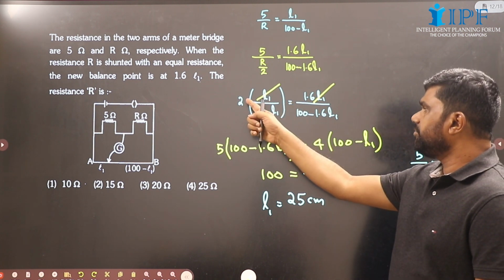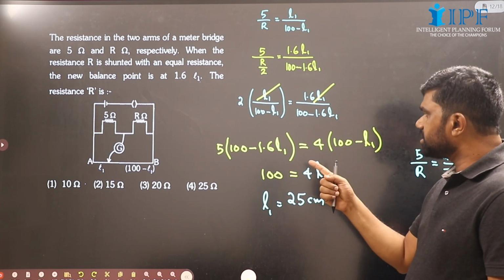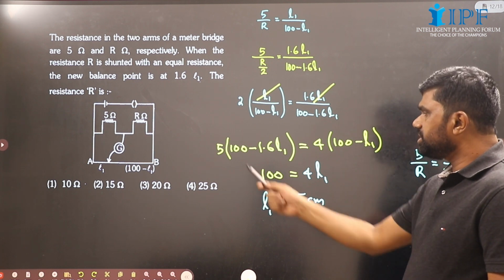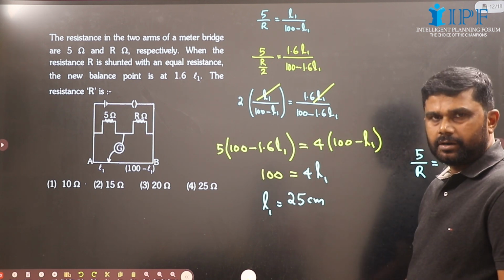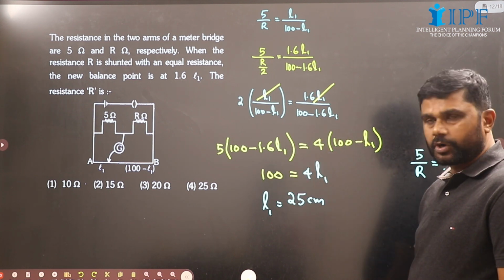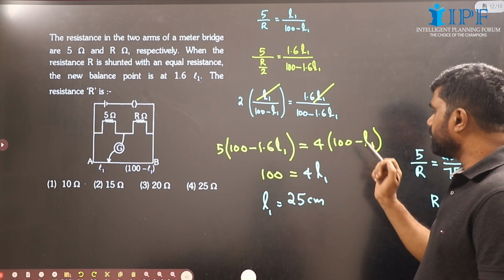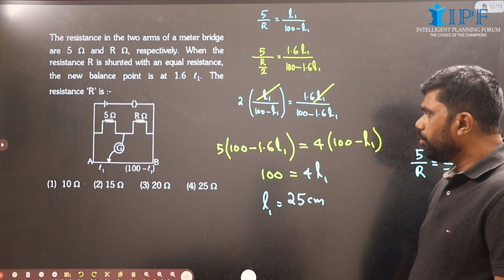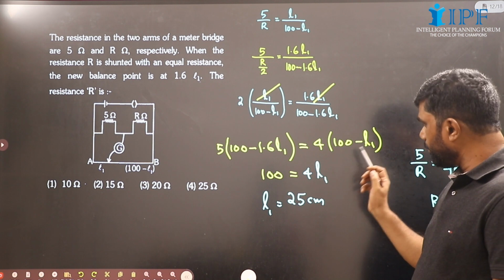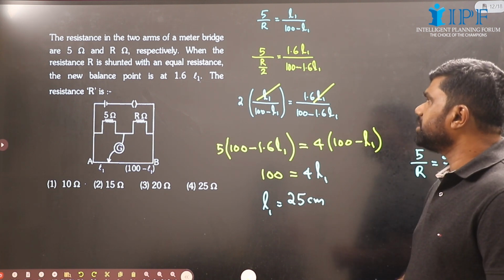So on the left side we will have 5 into 100 minus 1.6 L1, and on the right side we will have 4 into 100 minus L1. Now this is 5 into 100, here we have 4 into 100. When this 4 into 100 is taken to the left side, it is minus 400. So 500 minus 400 is 100. Then 5 into 1.6 is 8 L1, and here we have 4 L1. When this minus 8 L1 is taken to the right, it will be plus 8 L1 minus 4 L1, that is 4 L1. Now here we have L1 equal to 25 centimeter.